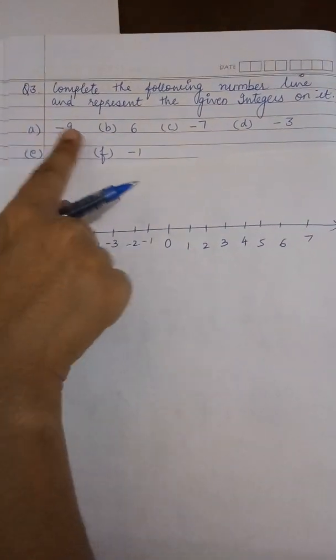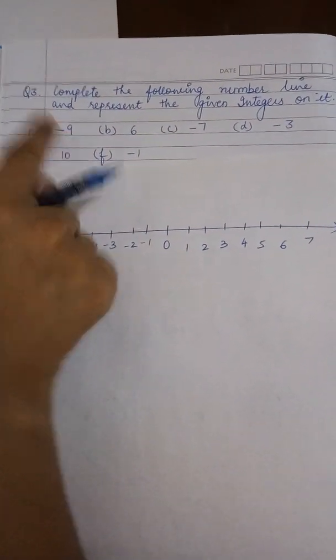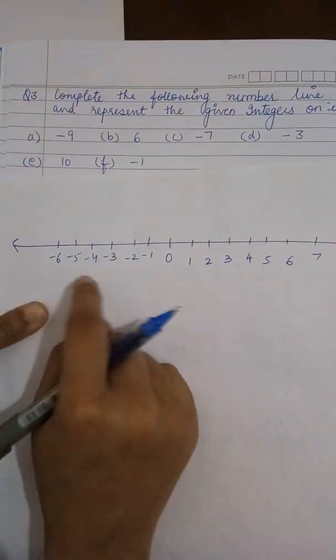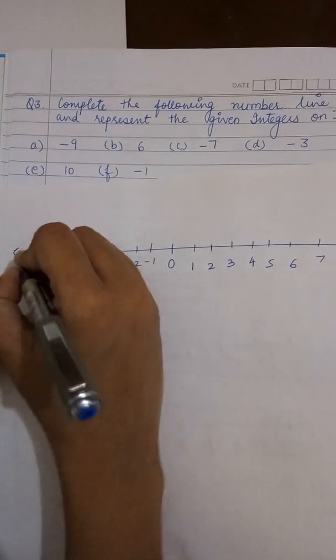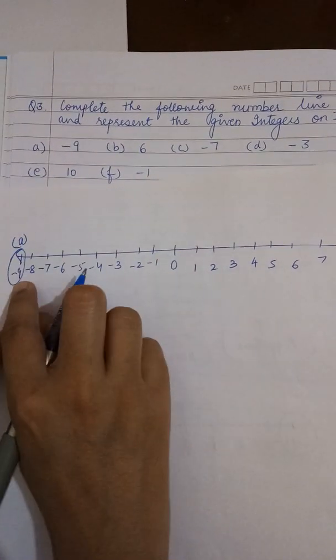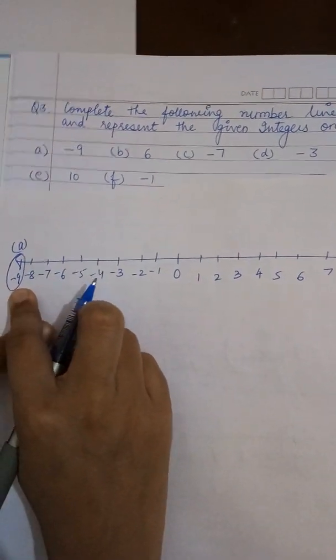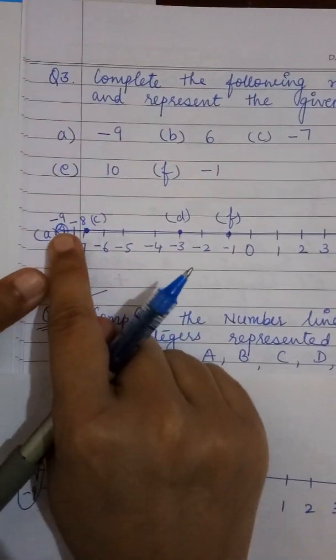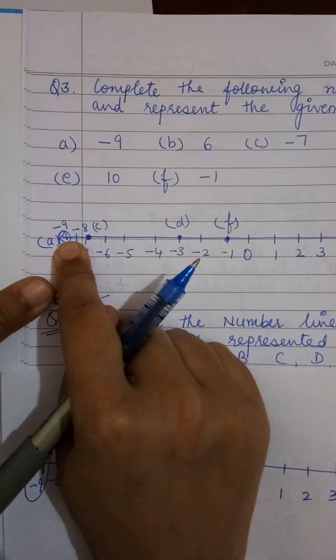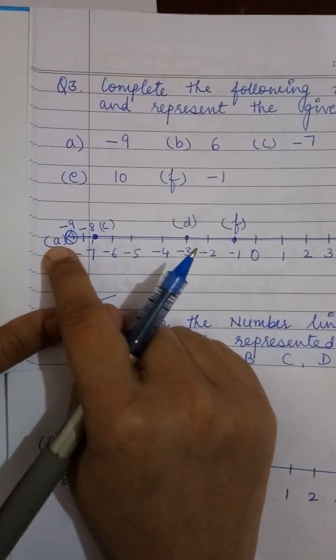Now the first is minus 9. What they have asked? Minus 9. Minus 9 means to this side. Minus 6, what will come? Minus 7, minus 8, minus 9. So this is your A part. Minus 9 is your A part. Okay, that's how you are going to represent. And that's how I have represented here also. Minus 9 I have placed on the number line, and then I have written here A part.